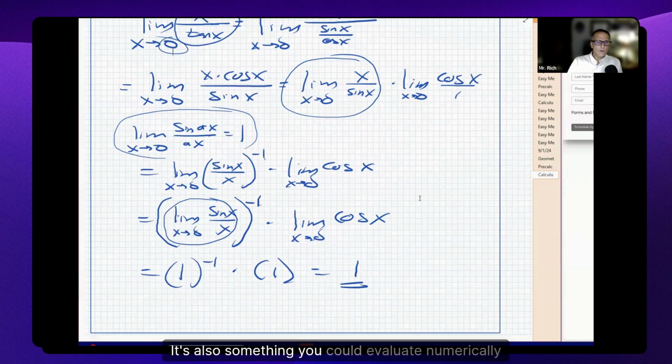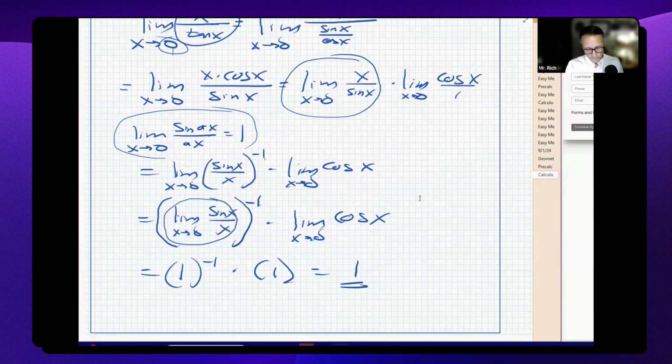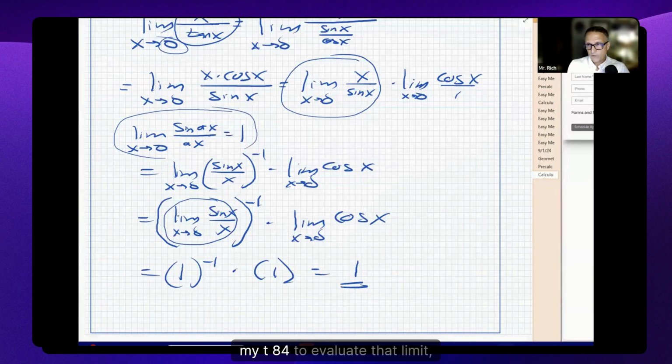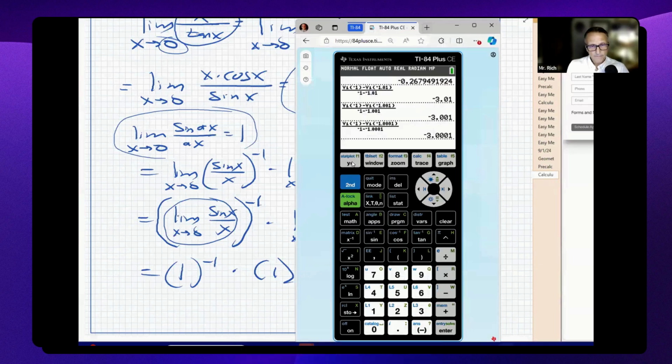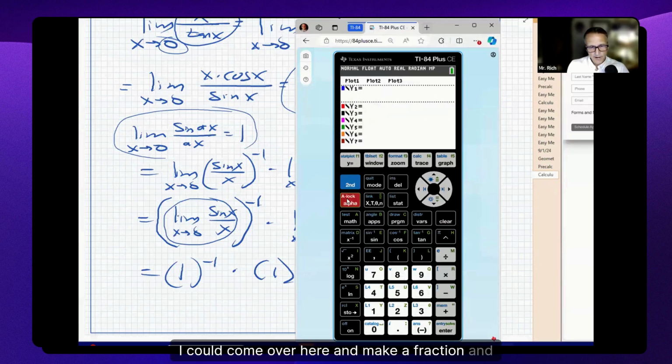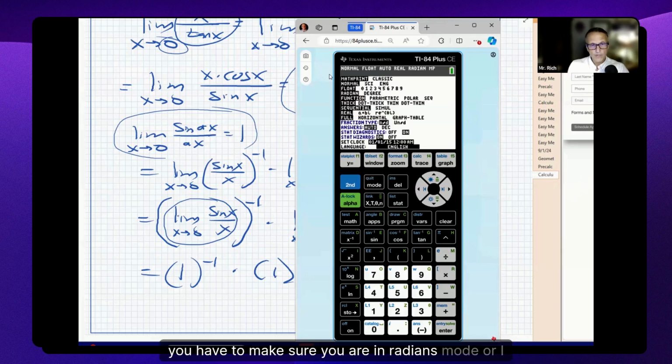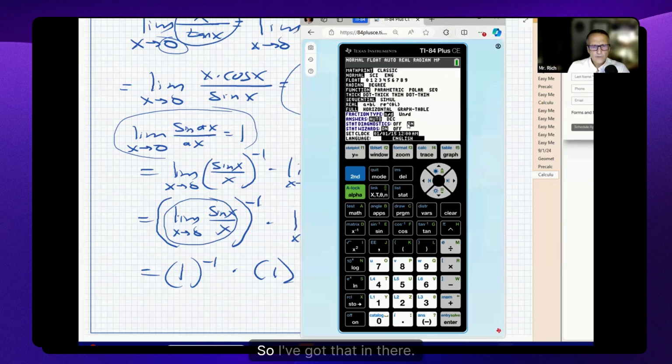It's also something you could evaluate numerically on your TI-84. I'll show you that as well. If I decide to use my TI-84 to evaluate that limit, I could come over here and make a fraction and call it the original function x over tan of x. Anytime that you're dealing with trig functions in your equation editor, you have to make sure you are in radians mode or game over. You won't make any sense. You will not get any right answers. So I've got that in there.